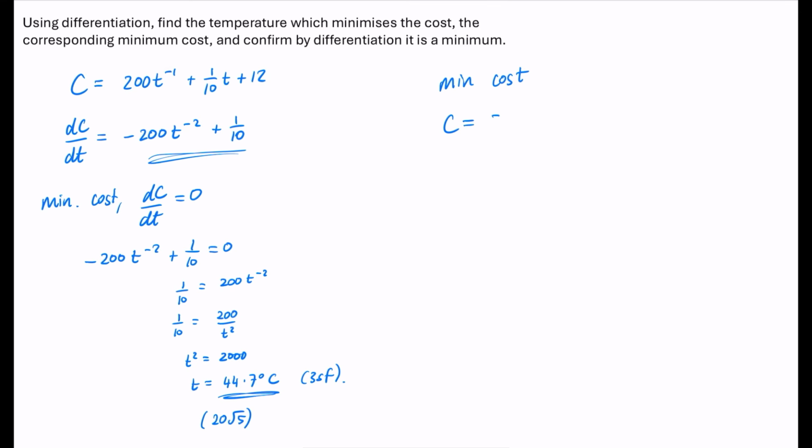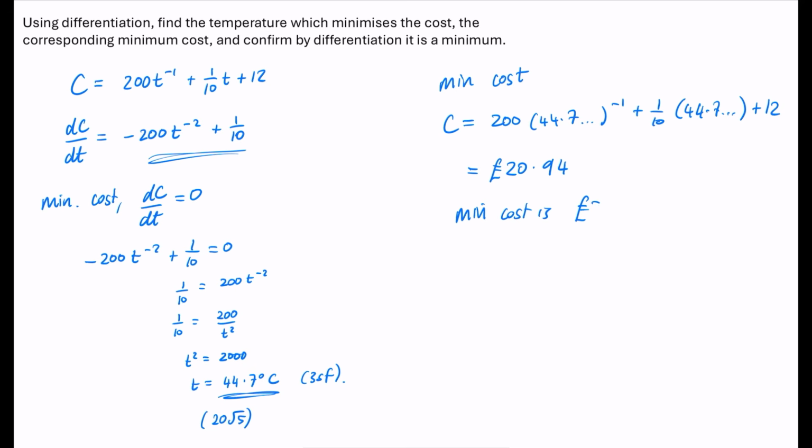So that would be C equals 200 multiplied by 44.7 and so on, to the power of minus 1, plus a 10th times 44.7, plus 12. And that bit that I've got here, I've just got that on my calculator already, so I can just type it straight in. So that's 200 times the answer to the power of minus 1 plus a 10th times the answer plus 12. And we get that the minimum cost is £20.94. So I'll say the minimum cost is £20.94. And we just need to confirm now that this is a minimum.